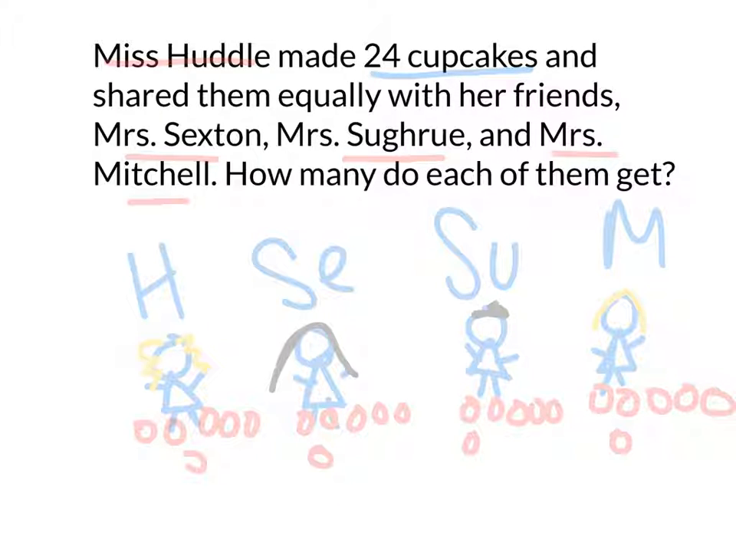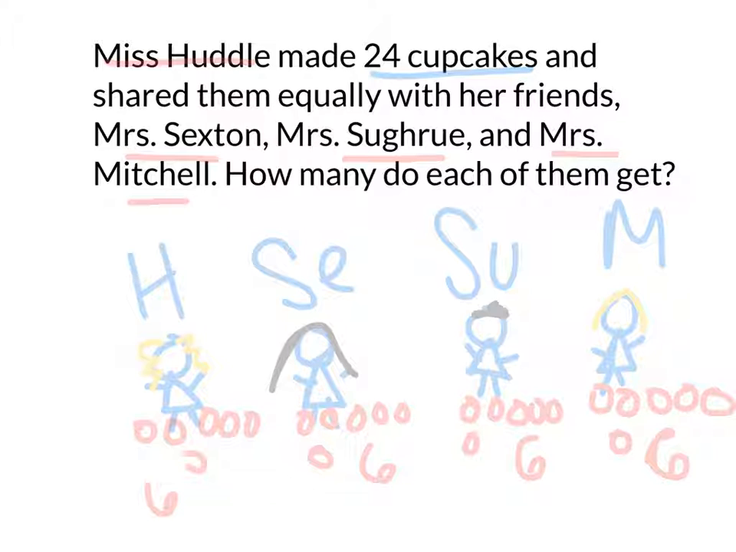Mrs. Sexton, how much do each of my friends have? Let's see. Well, you have six, and I have six. That's right. Mrs. Chagrew has six, and Mrs. Mitchell has six also. So we each get six, which answers the question, how many do each of them get? So what we did was we took 24 cupcakes, and we shared them equally. When we share something equally, we are dividing.